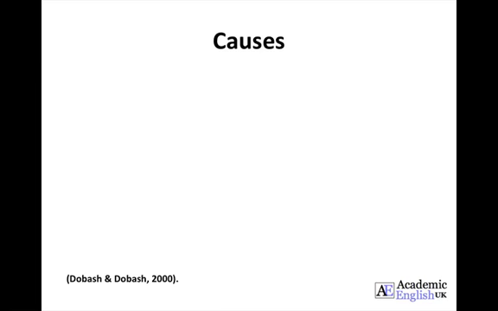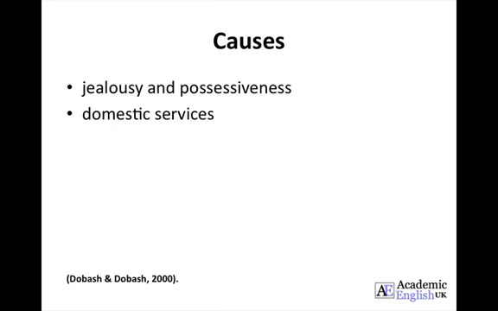Right, so what are the causes for domestic violence? Firstly, jealousy and possessiveness. Domestic services. This is the thought that the partner should be doing domestic chores, and if these are not done, this can create violence. Obviously, sex and not providing sex can create violence.